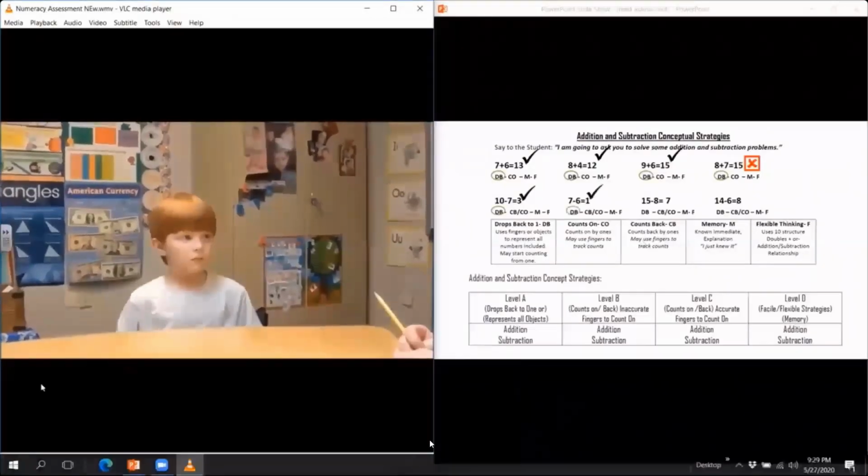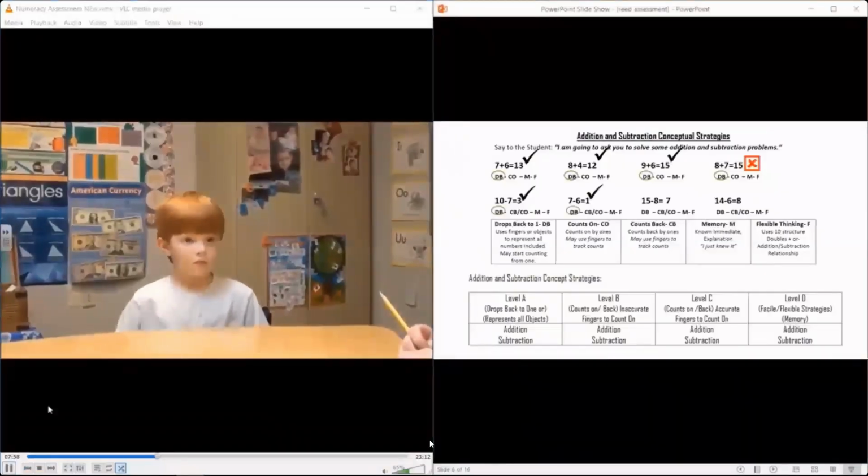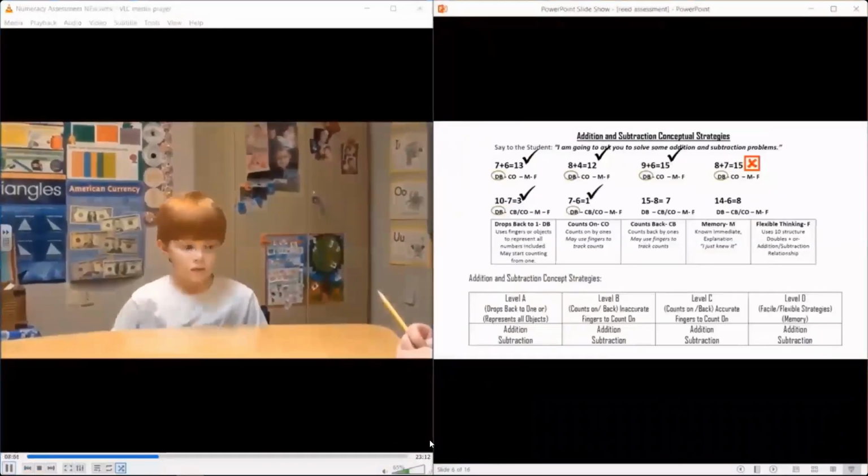1. 15 minus. Now that last one was a drop back. Built the 7, and then he took away the fingers. 8. Watch very carefully what he does.